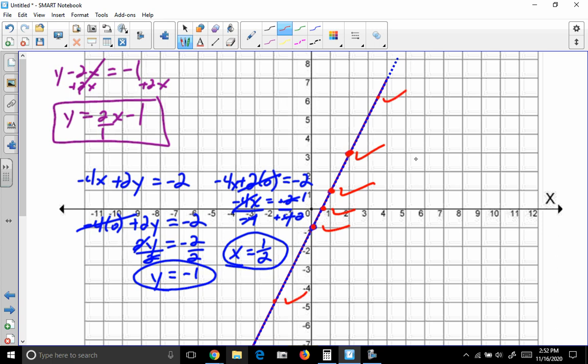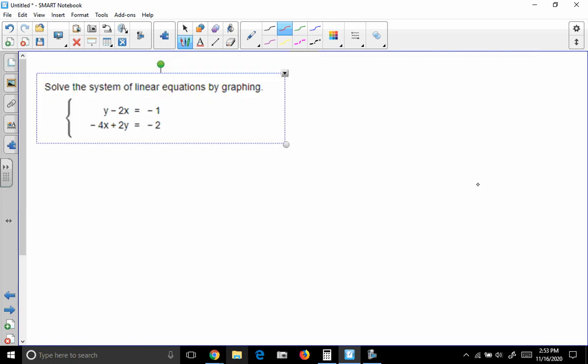And on a line, there's an infinite number of points. So any point that satisfies one equation also satisfies the other equation. So there are infinitely many points, and as long as it works for one of the equations, it works for both.